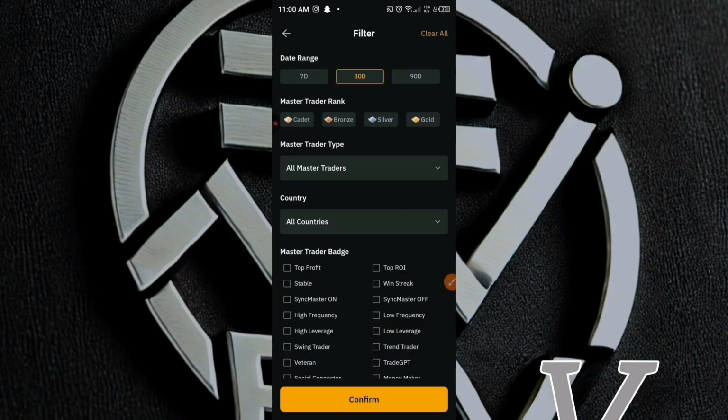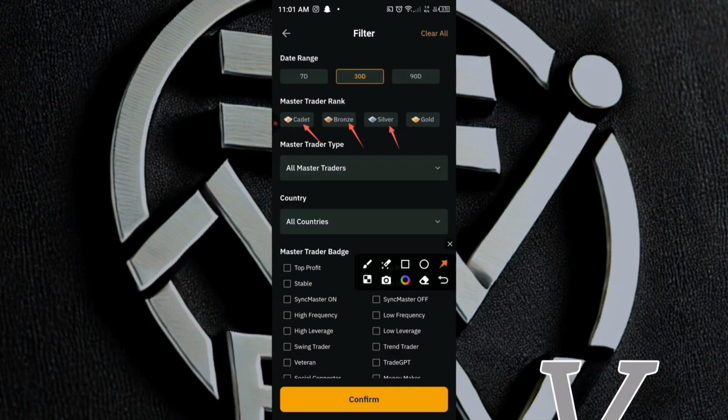So for the master trader rank, if you want a trader that is new into this, you can pick the cadets. If you want someone that just started but is actually doing very good, you can go with the bronze. And then there is the silver rank, and then the highest rank, which is the gold. That's like the masters of all the traders. So guys, as for now, I won't be selecting any particular master trader rank in starting.